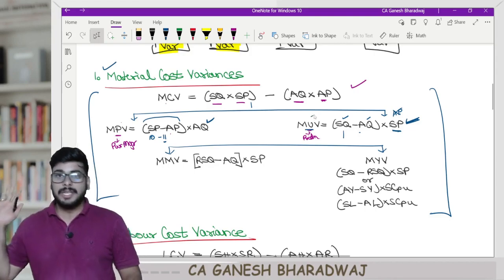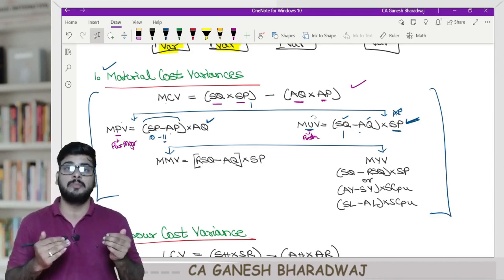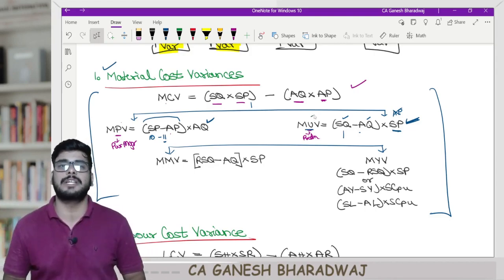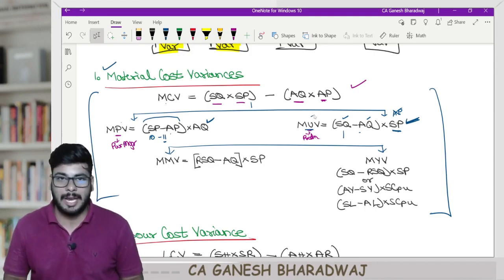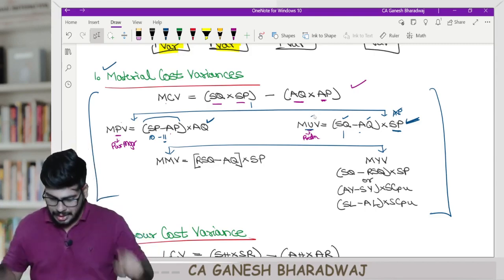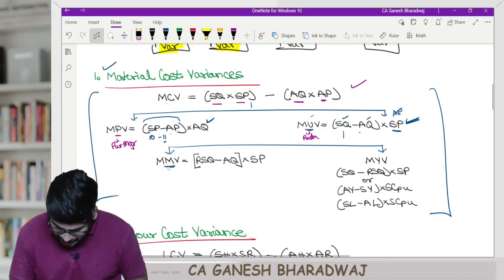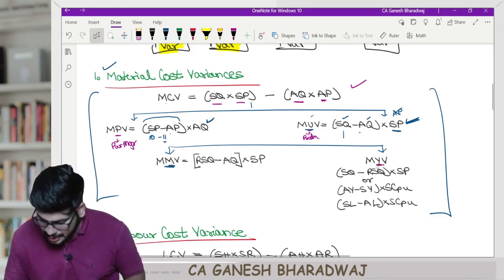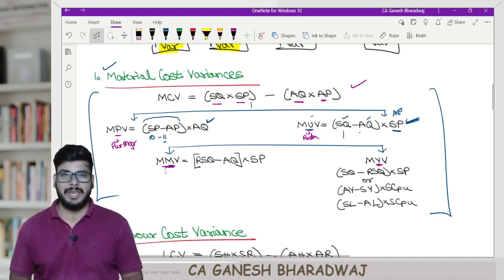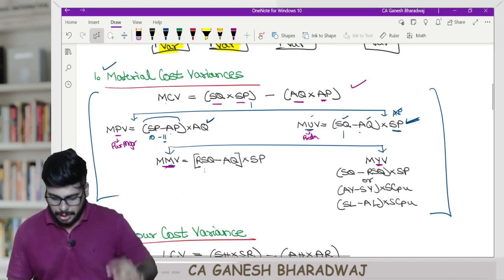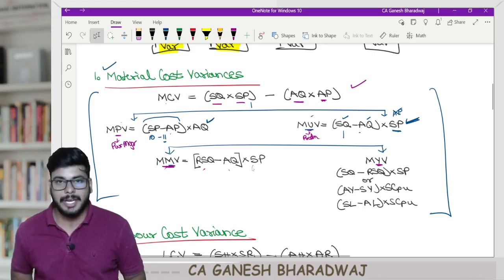Now, usage variance alone is not sufficient. Suppose the company uses more than one type of raw material. Now, in this case, what happens? This usage variance is further classified into two: material mix variance and what? Material yield variance. Material mix variance is what? Revised standard quantity minus actual quantity into standard price.